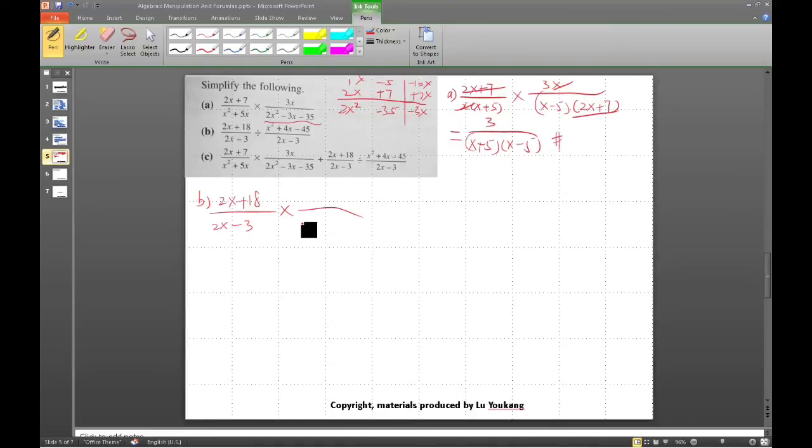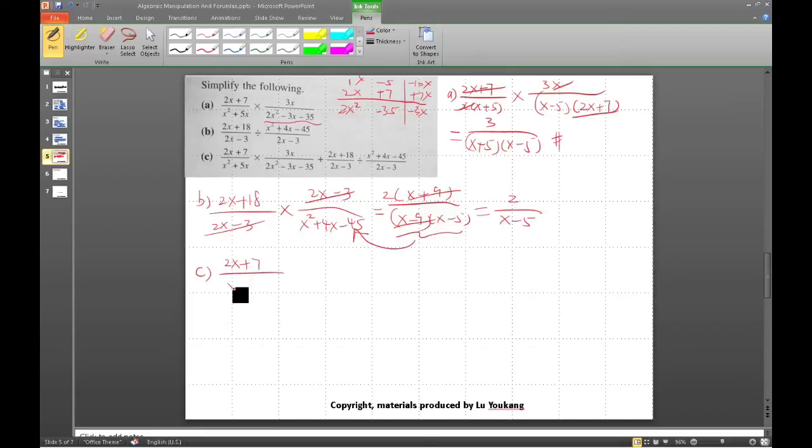Okay, next you have a term divided by another term, so it's as good as times another term. You reciprocate your second term. So we can cancel 2x minus 3 top and bottom, and you can see I have factorized the top, 2x plus 18, and also the quadratic equation. Once I have done that, you can see that I can actually cancel the x plus 9. Therefore I'm left with 2 over x minus 5.